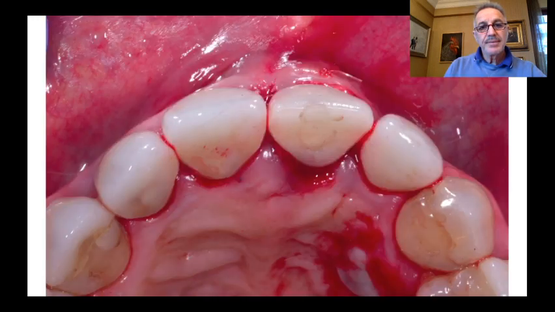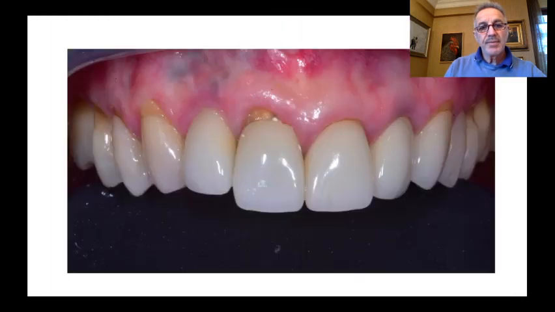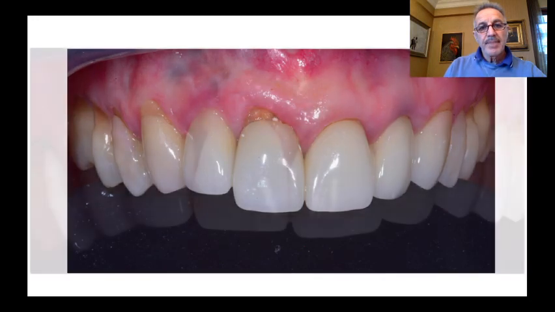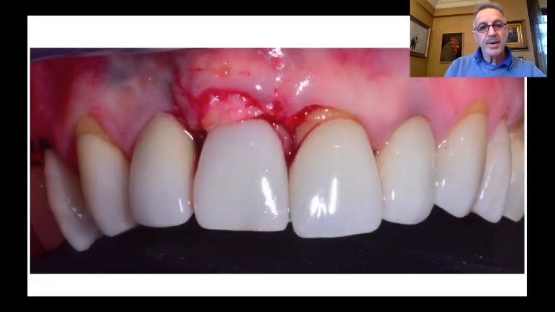As you can see here, this is the situation before and after the operation. Now the patient leaves the office like this.